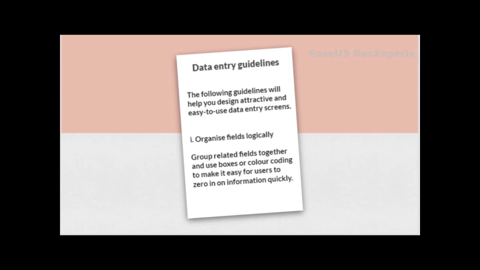Group related fields together and use boxes or color coding to make it easy for the user to zero in on information quickly. The related information should be together, like the name, father's name. If we see a form, we see name, father's name, mother's name. They are corresponding.